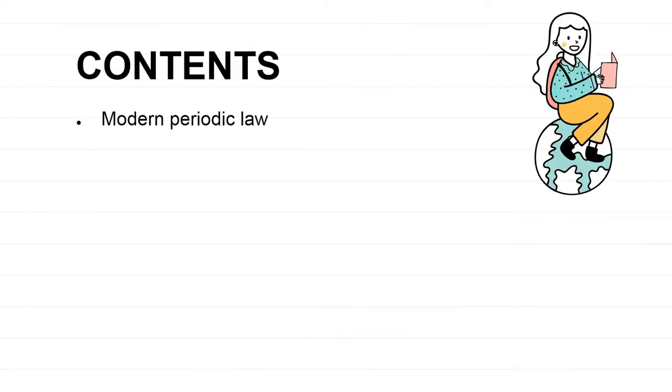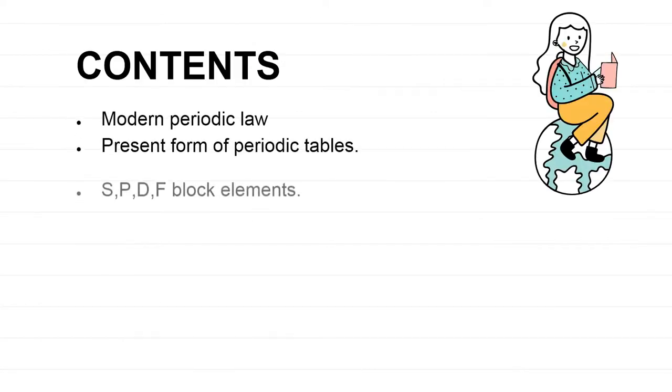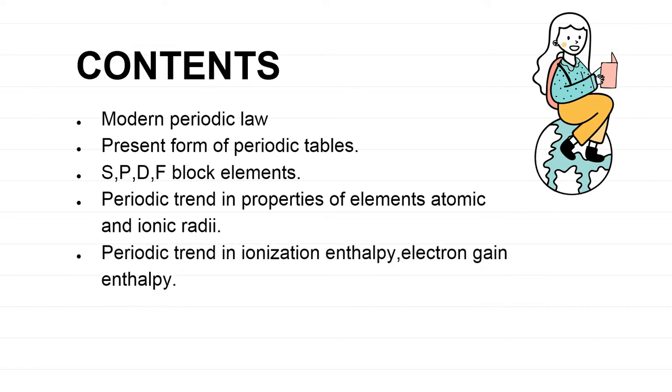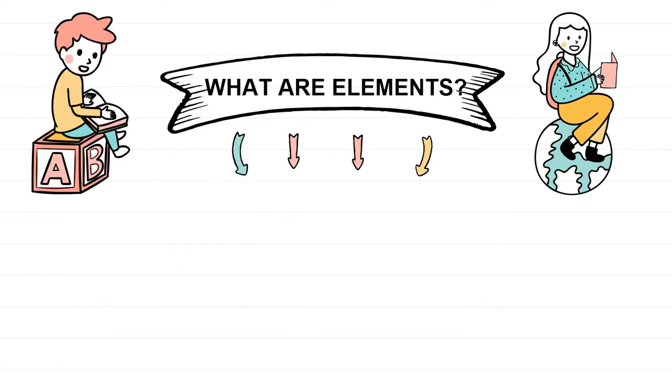In the contents we have modern periodic law, present form of periodic table, s, p, d, f block elements, periodic trends in properties of elements, their atomic and ionic radii, periodic trends in ionization enthalpy and electron gain enthalpy, and also valence, oxidation state and chemical reactivity. So let us start the chapter.